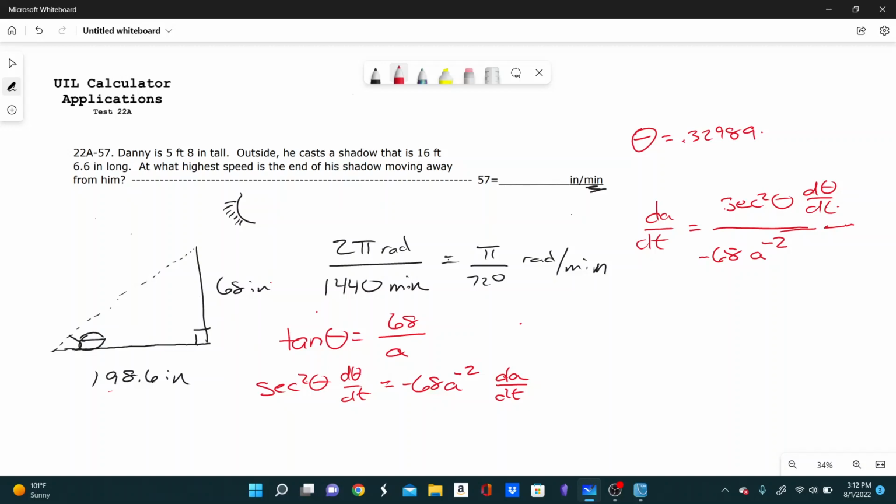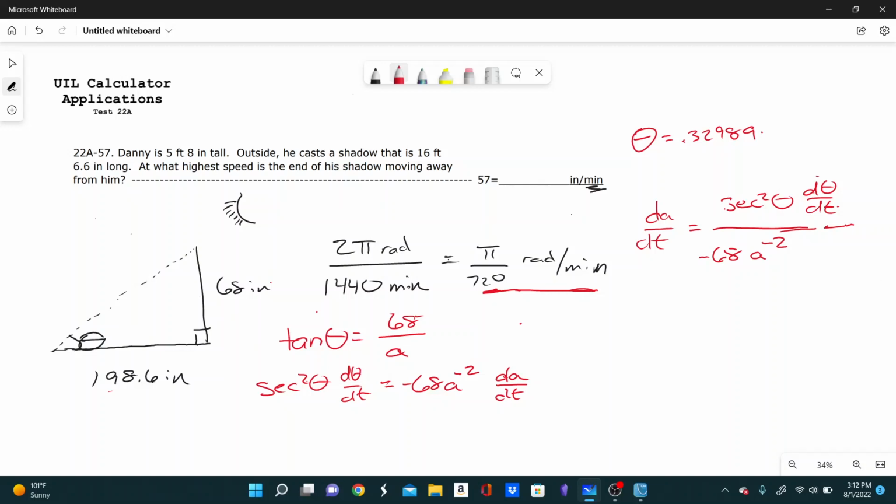So now I know theta, and I can take the secant squared of that relatively easily. And then d theta dt, we've already figured that out. That's just the pi over 720 radians per minute that we figured out earlier. And then negative 68 a to the minus 2. Well, a is just going to be the length of the shadow at that time, which would be 198.6 inches.